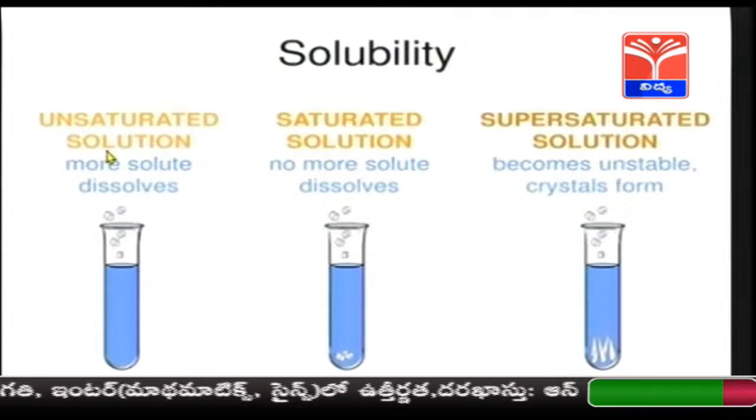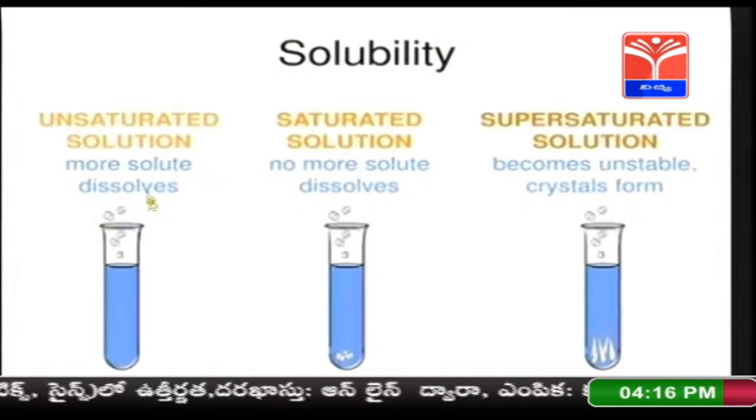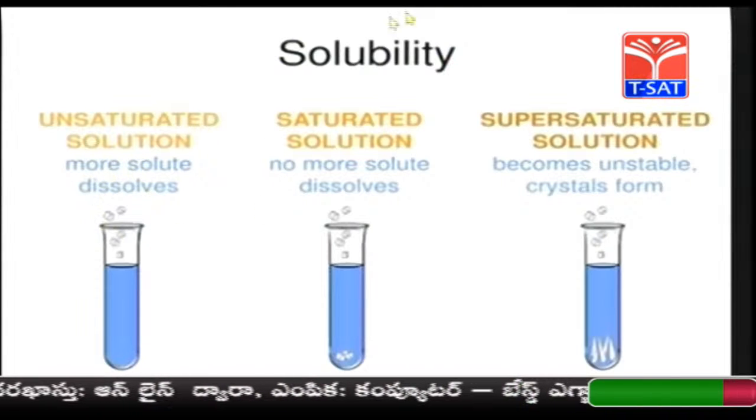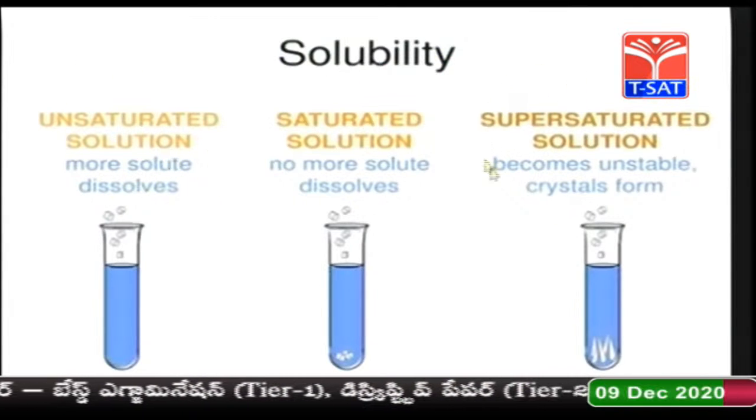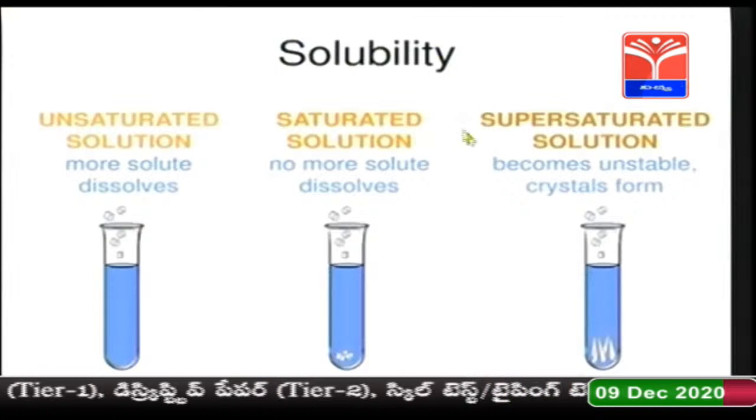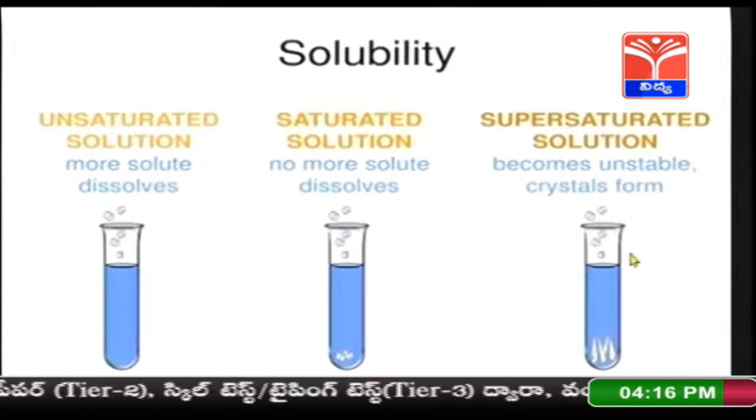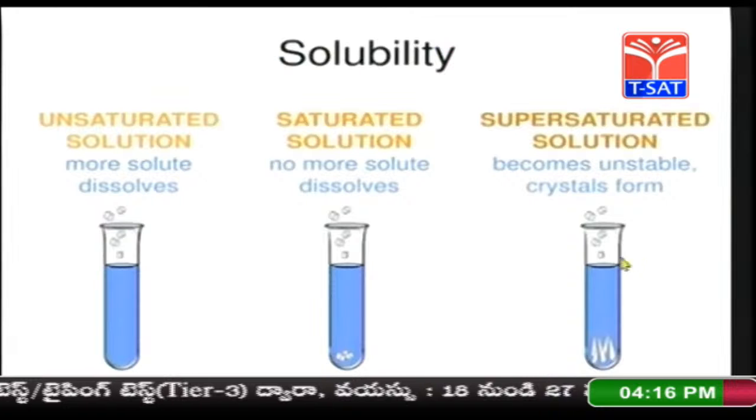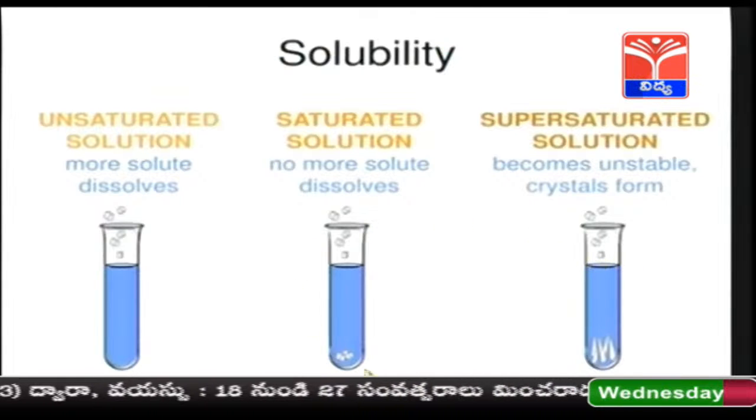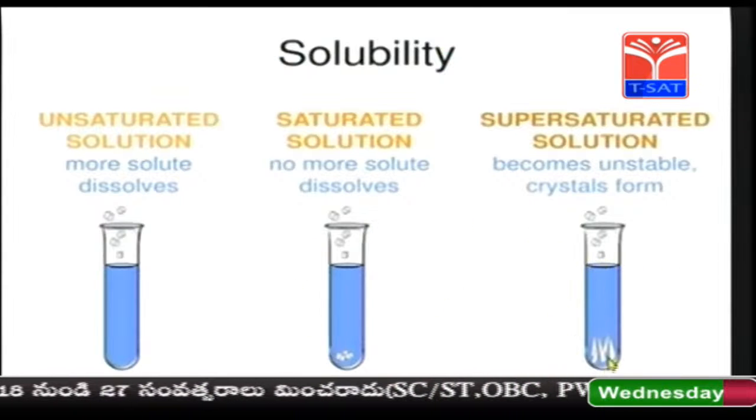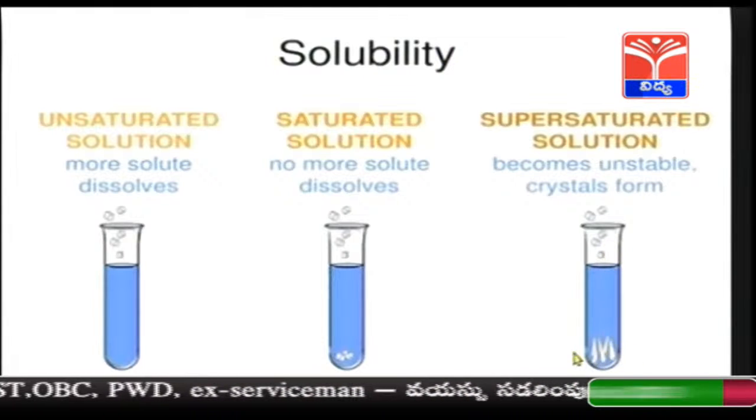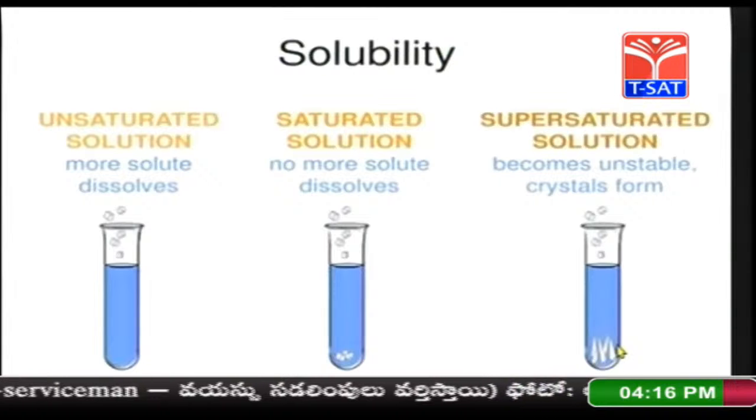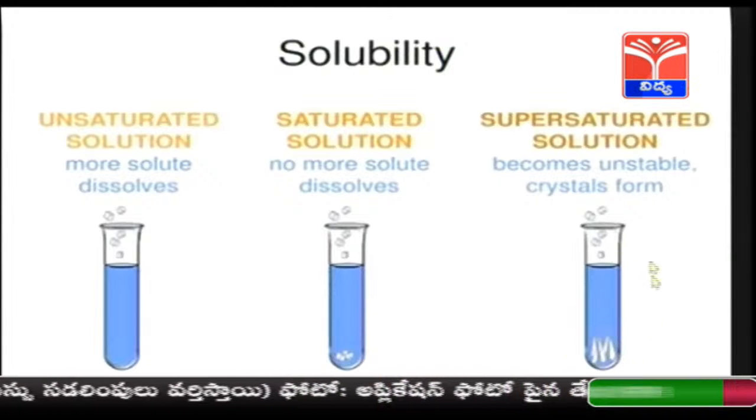So what is unsaturated? If the solute present in this solution is less than the solubility, then we call it an unsaturated solution. Then what is a supersaturated solution? If the solution contains more solute than the solubility, then you can see that if you keep on adding sugar crystals, they keep settling down at the bottom. Such a type of solution is called a supersaturated solution.